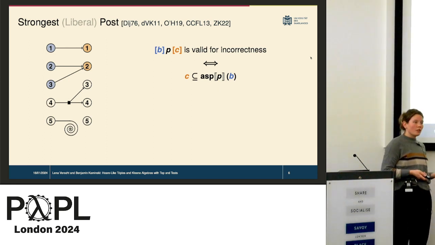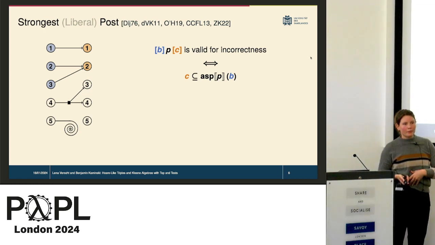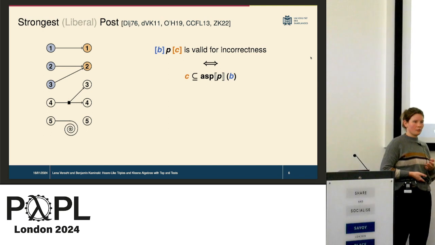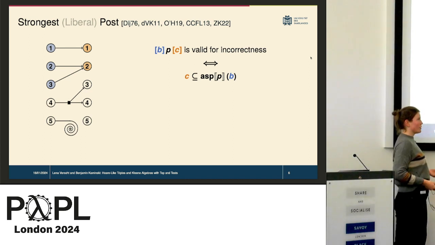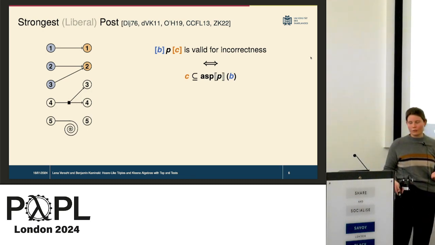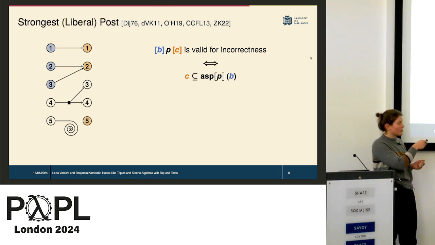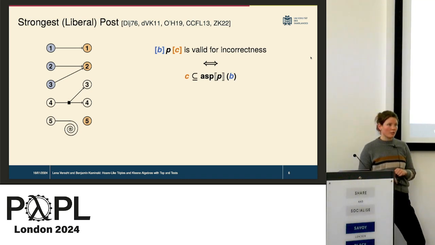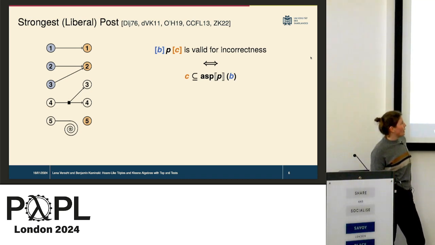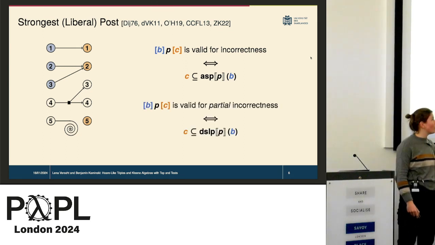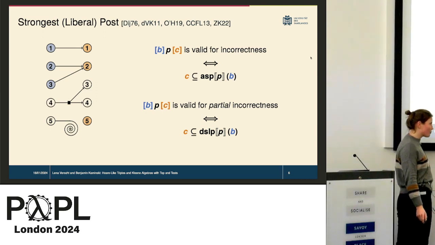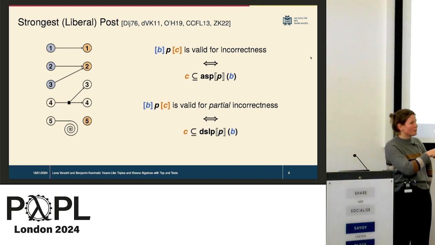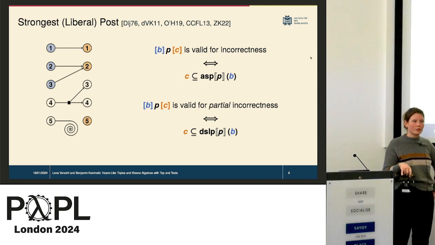And there's actually also a liberal variant of this calculus. Now recall that the difference between WP and WLP was the states from which computation diverges. And now dually, for the strongest post perspective, the liberal calculus includes those final states that are unreachable. So in this case, state 5 is included in this set of strongest liberal post. And we then say that a triple is valid for partial incorrectness if the post condition is included in the strongest liberal post. And this is actually equivalent to what Cousot called necessary preconditions.